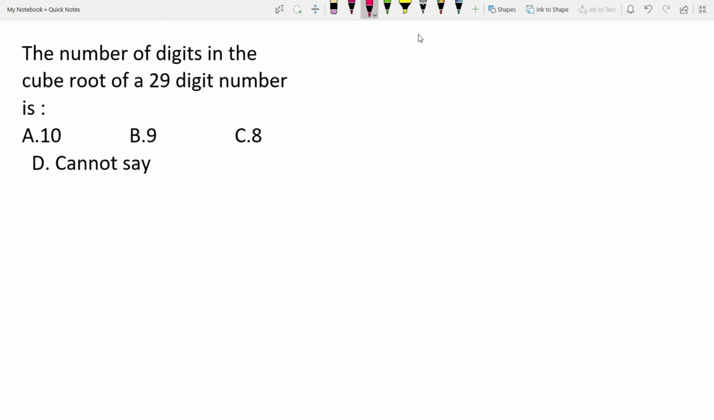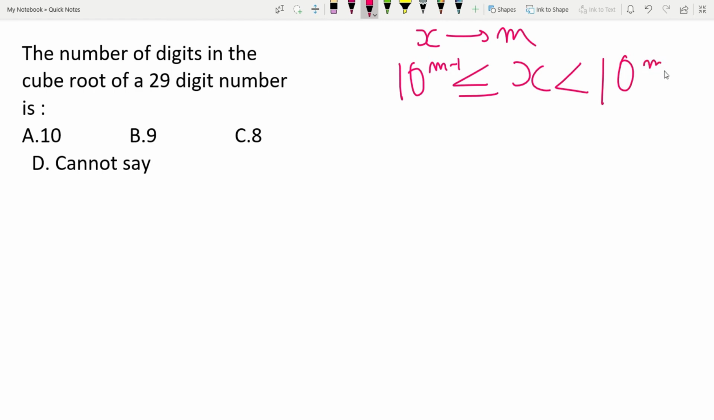Like we have previously seen, the number is x and it has m digits. So we said that 10 raised to the power m minus 1 is smaller than or equal to x, smaller than 10 raised to the power m. Now this time we will multiply the powers by 3.